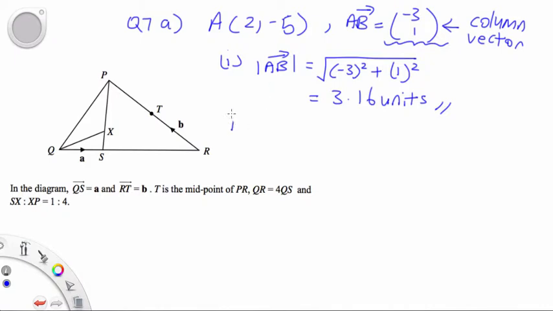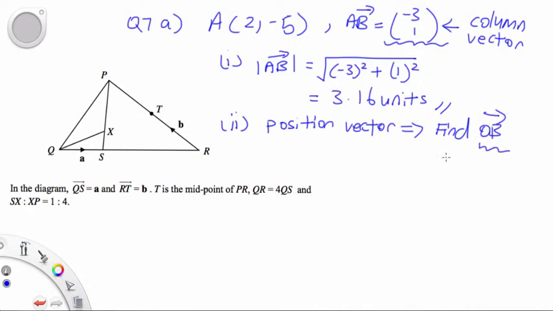Now moving on to part 2. They ask you to find the coordinates of B. To find the coordinates of B, you must think in terms of position vector. That means you need to find OB, because once you have the answer OB, you can straight away convert it into the coordinates that you need. Now since you are using position vector, recall the formula for position vector.